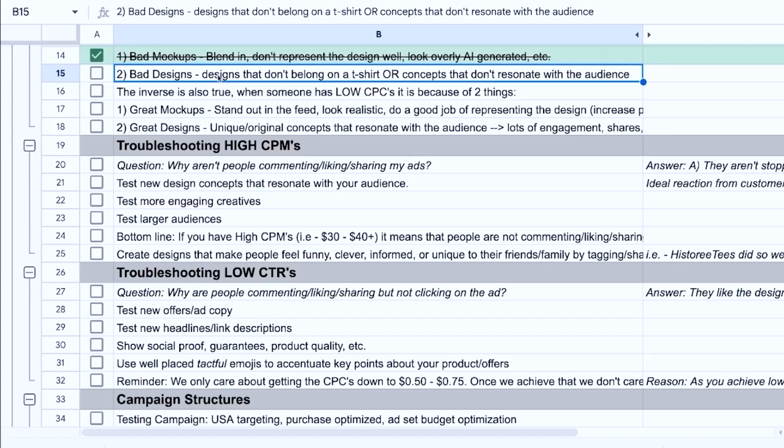Second, they just have bad designs that don't belong on a t-shirt, meaning they're overly detailed, or concepts that just don't resonate with the audience. So this could be just bland too. And I'd say this one is the more common of the two, if I had to pick.